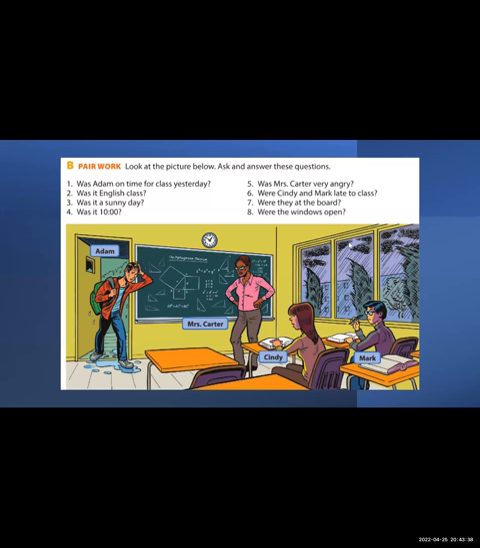Ok, se nos acabó el tiempo, estamos discutiendo algo muy interesante. Pero pues vamos a terminarlo acá ahorita. Estuvimos resolviendo las preguntas. Bueno, la uno la resolvimos en la sección principal. Now, number two, what did you answer? Was it English class?